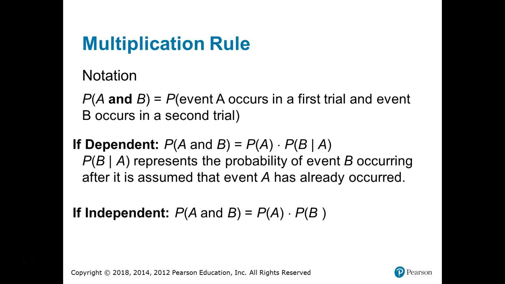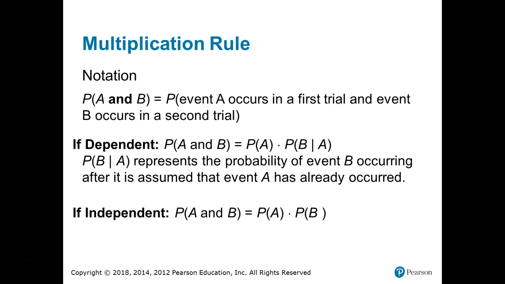So, probability of A and B. We talked about that. It's the probability event A occurs in the first trial and event B occurs in the second trial. So now here we have the two sub-equations. If they are dependent on one another, then the probability of A and B is equal to the probability of event A and the probability of B given A. What does that mean? Well, B given A represents the probability of event B occurring after it is assumed that event A has already occurred. That might sound a little complicated, but I think it makes sense intuitively, and we're going to look at an example.